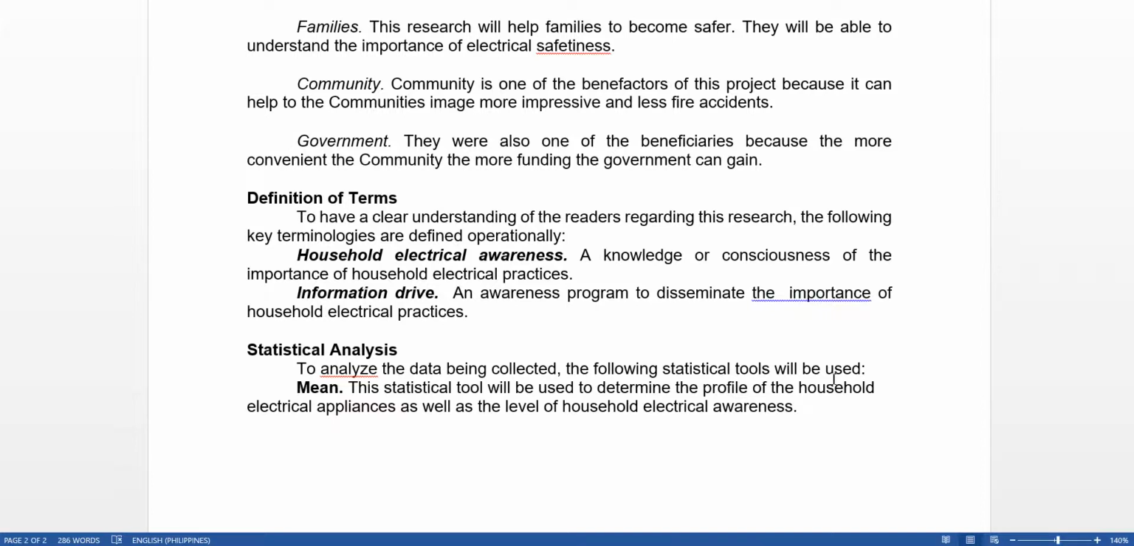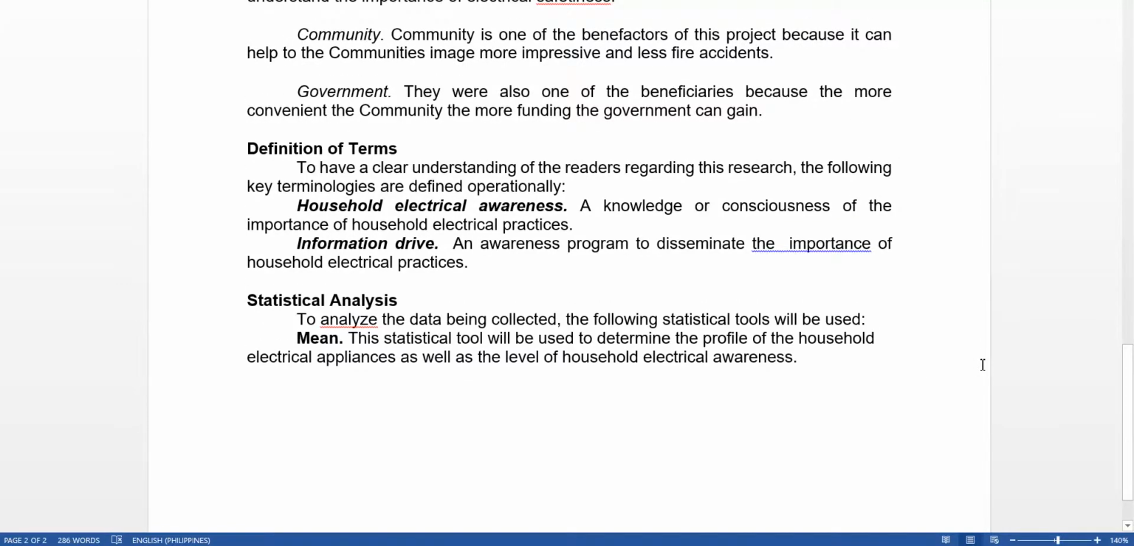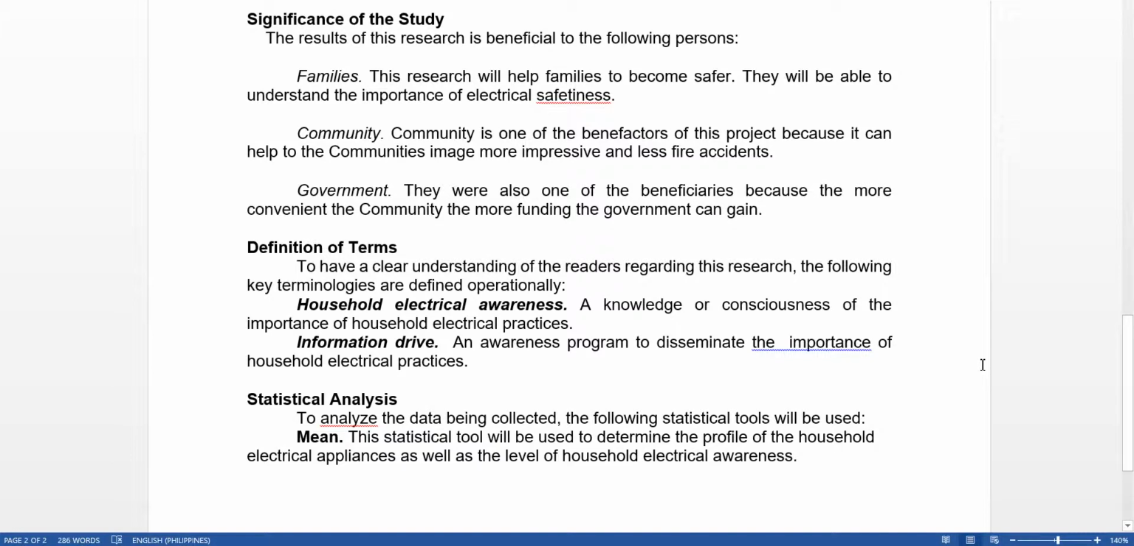For the statistical analysis, we only have one kind of statistical tool, which is the mean. The mean will be used to determine the profile of the household electrical appliances as well as the level of the household electrical awareness. So in this case, we have only one kind of statistical analysis. This is quite different from the previous examples that we have. So expected that if we only have one kind of variable in our research, most likely this would be the flow of the research. So I guess that's all for this day.